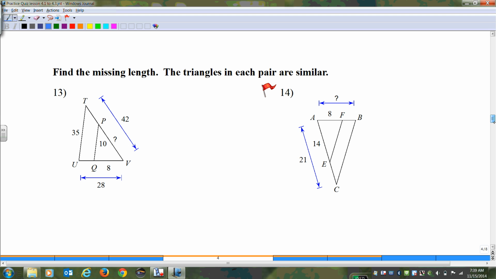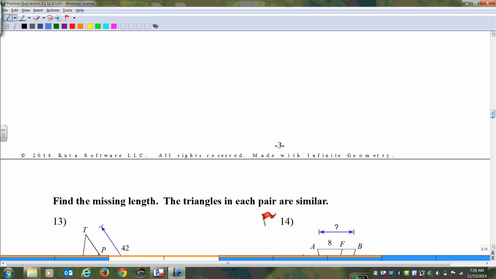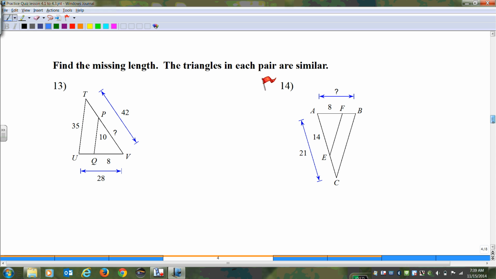Taking a look at here, we want to find the missing length. Trace and pull these triangles apart. That's 8 and 14.